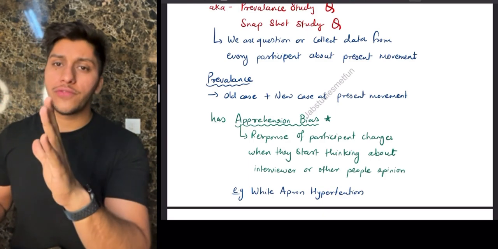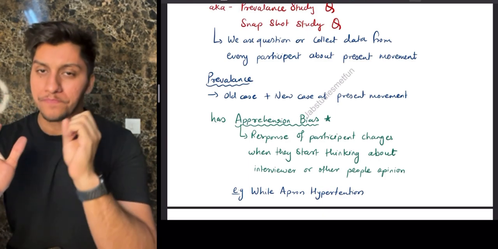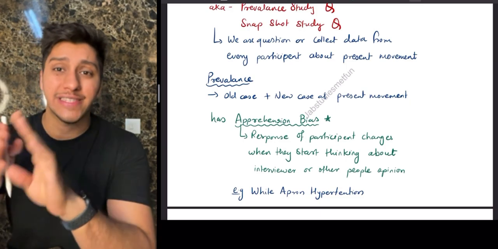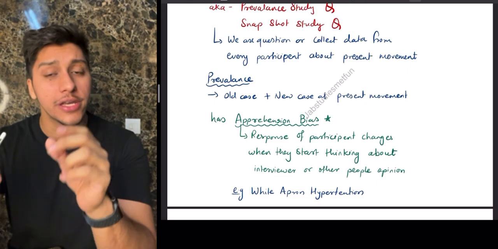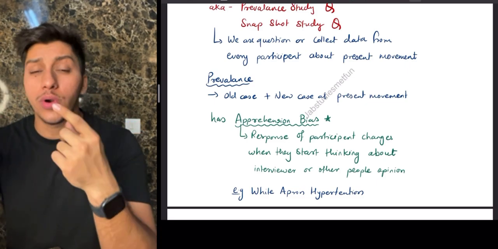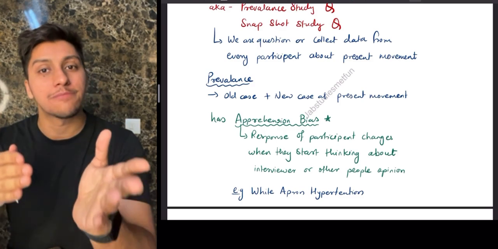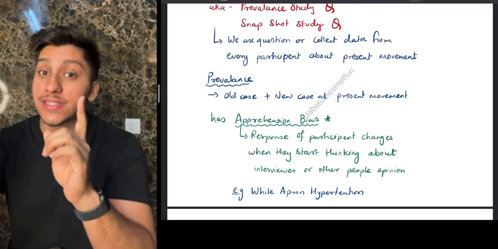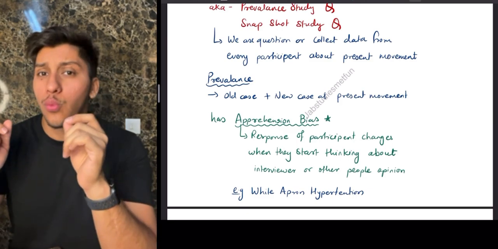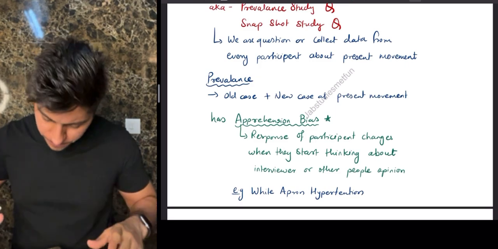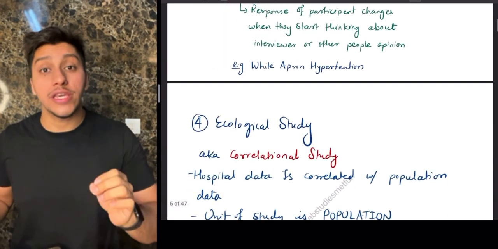So remember what you have to remember in cross-sectional. Let's give a summary. Cross-sectional study is also known as prevalence study. It is also known as snapshot study. What is there in the study? You start asking questions of the present time. What is the meaning of prevalence? New cases plus old cases. If you say only new cases, that is incidence. Along with this, what is the bias seen in cross-sectional study? That is apprehension bias.